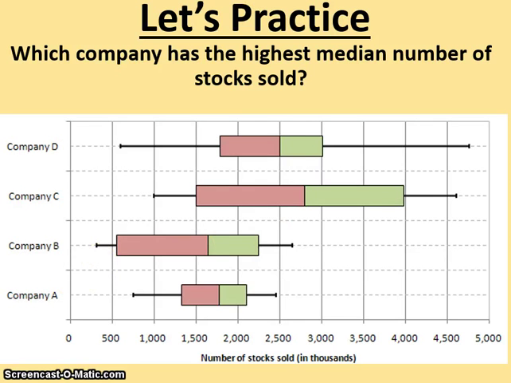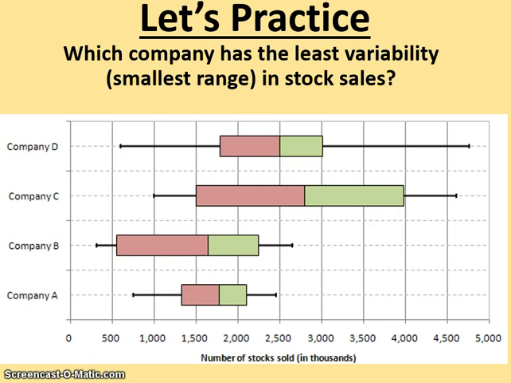Well, we know that the median is the center line in the box and whisker plot. So all we're really comparing or honing in on are these median values. So which one of the companies has the highest median number of stocks sold? Well, we would see company C because the median is higher than the others. Let's look at another question. Which company has the least variability, the smallest range in stock sales? So range is how far it is from the maximum to the minimum.